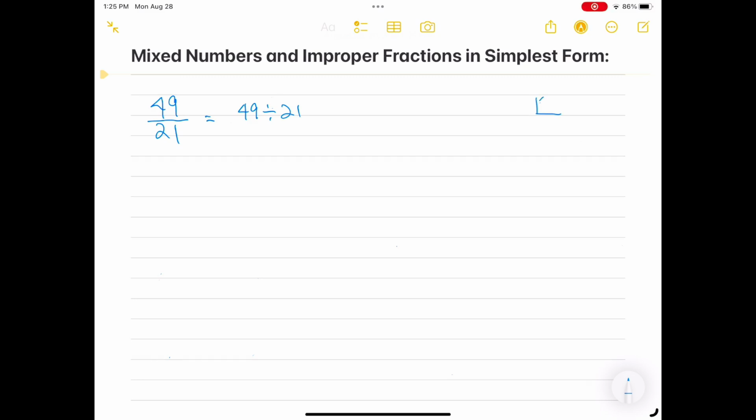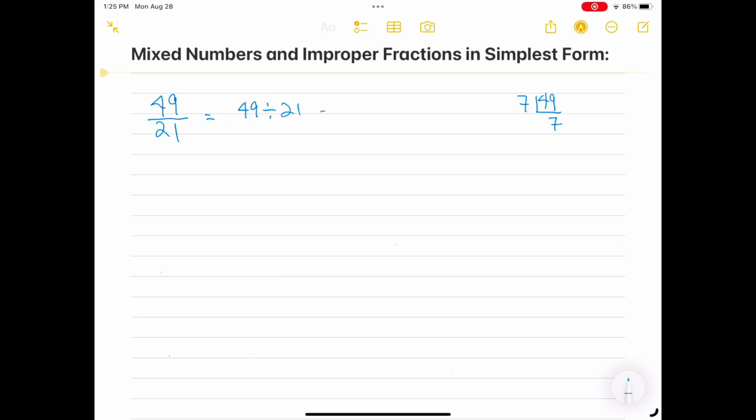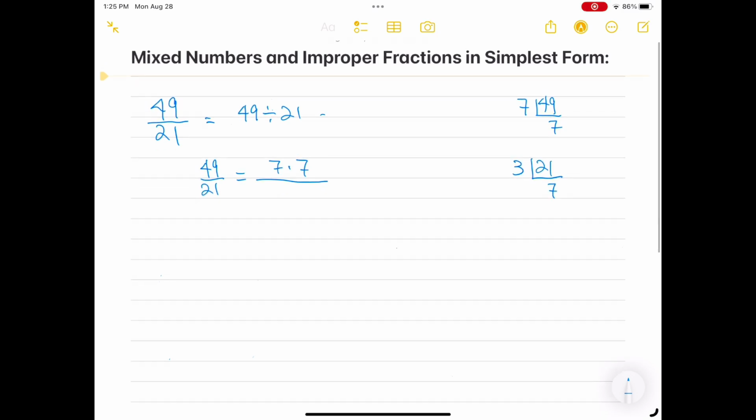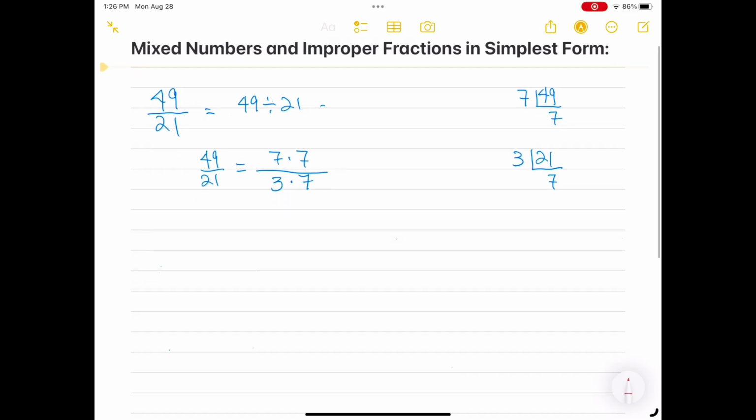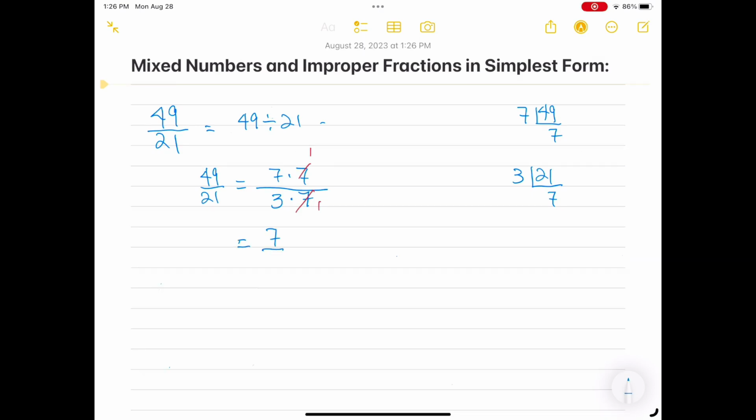We can do the prime factorization of each number. So 49 breaks down to 7 times 7, and 21 breaks down to 3 times 7. We cancel like factors from the numerator to the denominator, leaving us 7 thirds. 7 divided by 3, and 3 goes into 7 2 times.